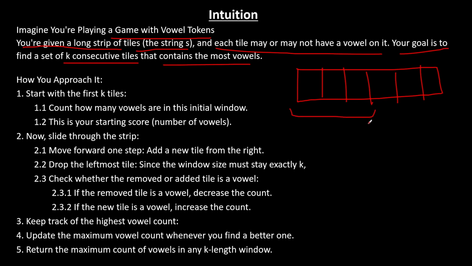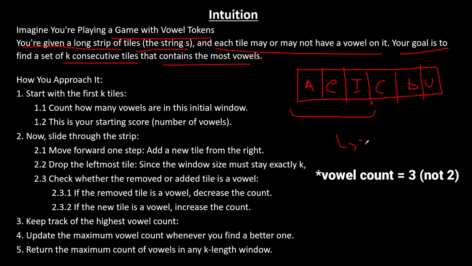Fine. Now a person will be thinking that if I can take k number of tiles in my hand, and it has to be contiguous, he or she will come and take the first three tiles. Now let's assume that it contains A, E, I, C, D, U. Just take some, let it be B, C, B, U. So he took the first three tiles and he said that I got two vowels in it. He is correct. He got two vowels in it.